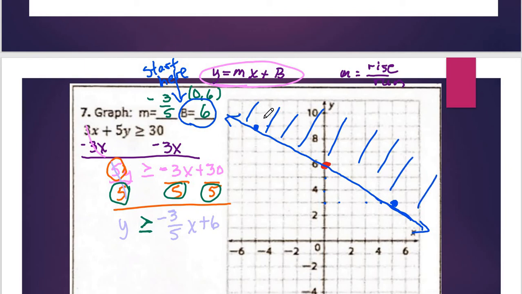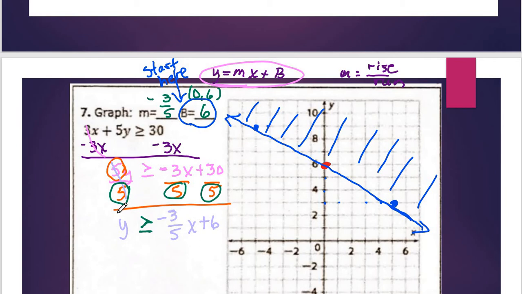Now, by shading above it, that means that the solution can be found right here or on this solid line. Now, we can check this out. We can take this point of 0, 0, right here in the middle. And I can substitute 0 in place right here. So negative 3 over 5 times 0, plus 6.